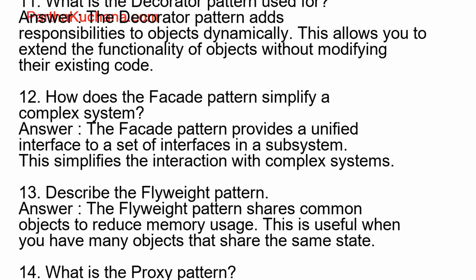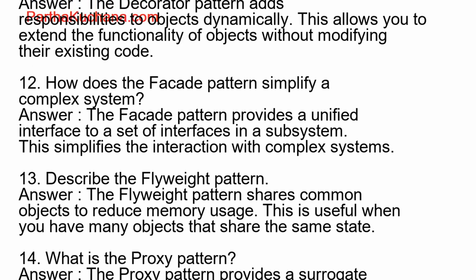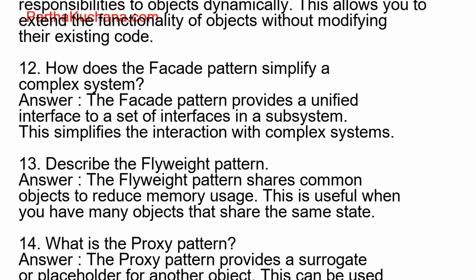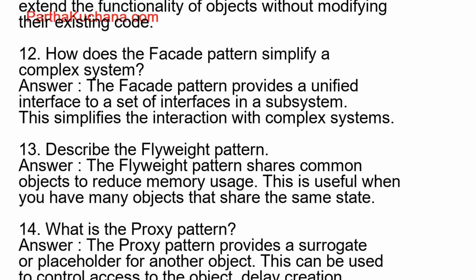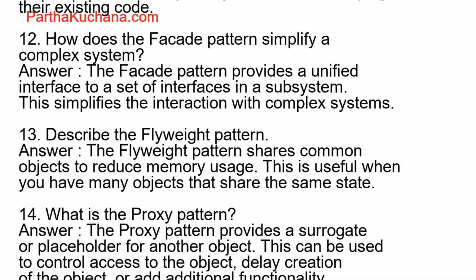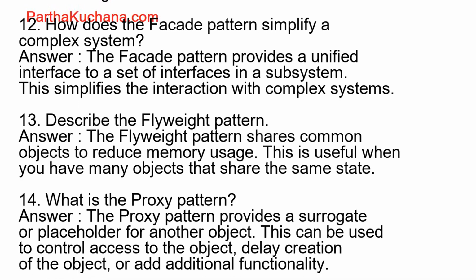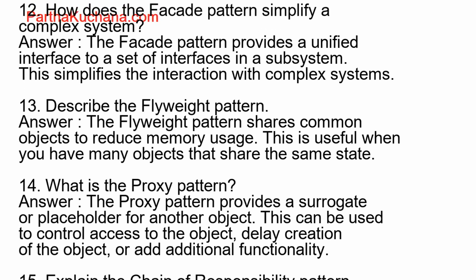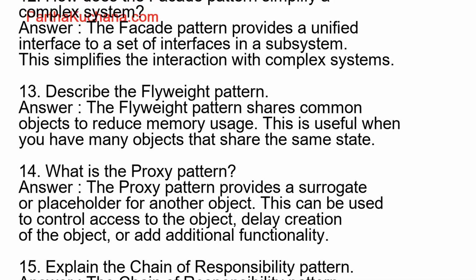15. Explain the chain of responsibility pattern. Answer. The chain of responsibility pattern passes a request along a chain of handlers until one handles it. This allows you to decouple the sender of a request from its receiver.